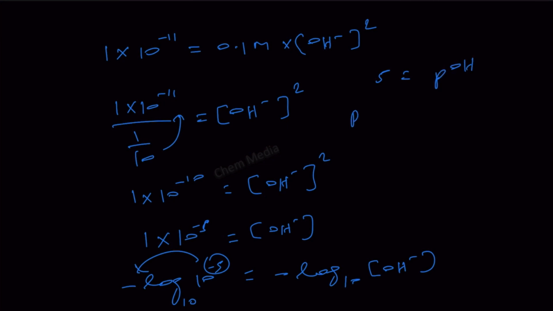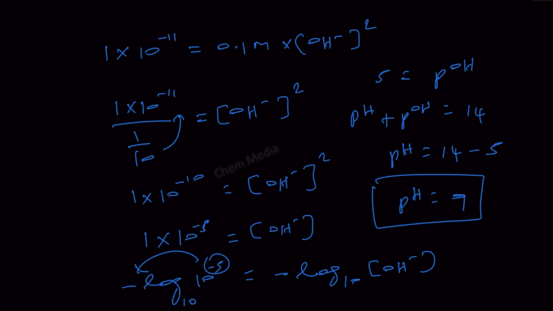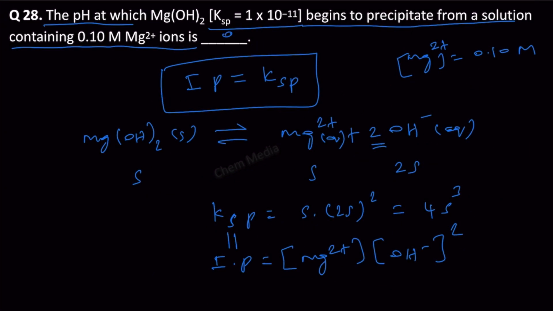We know that pH plus pOH is equal to 14. So pH is equal to 14 minus 5. Therefore pH is equal to 9. So that's the correct answer. So it would be 9.